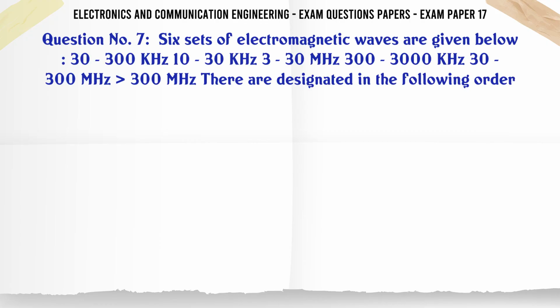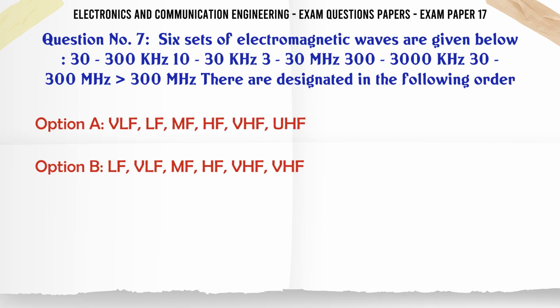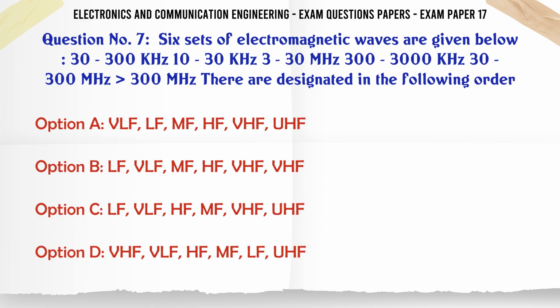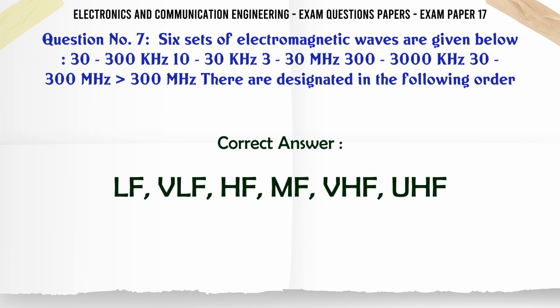Six sets of electromagnetic waves are given below: 3300 kHz, 1030 kHz, 330 MHz, 300 kHz, 3300 MHz, 300 MHz. They are designated in the following order: A. VLF, LF, MF, HF, VHF, UHF. B. LF, VLF, MF, HF, VHF, VHF. C. LF, VLF, HF, MF, VHF, UHF. D. VHF, VLF, HF, MF, LF, UHF. The correct answer is LF, VLF, HF, MF, VHF, UHF.